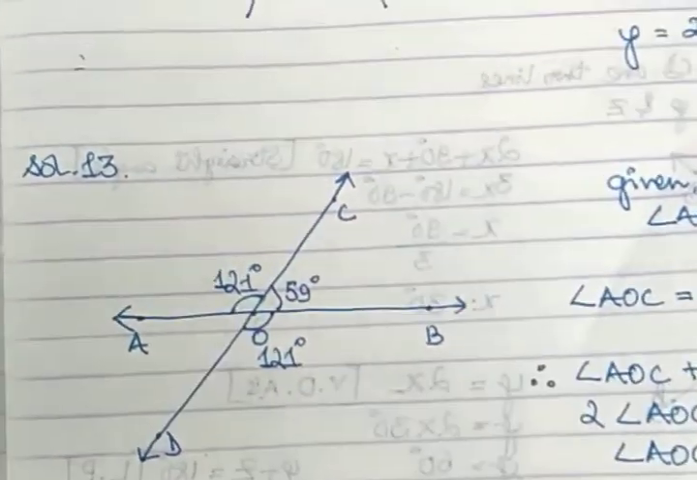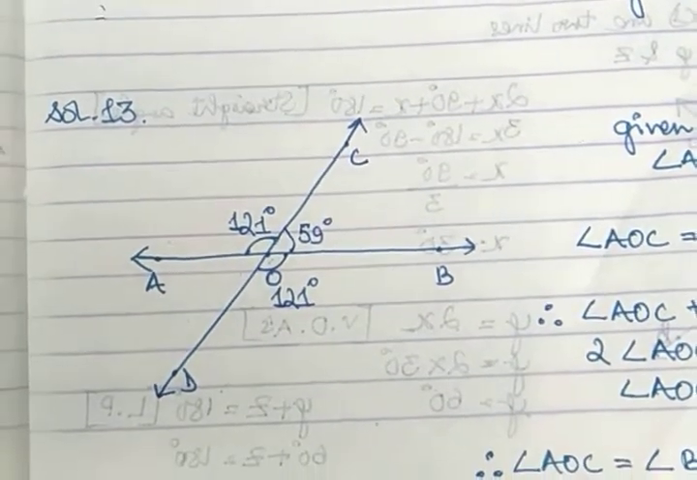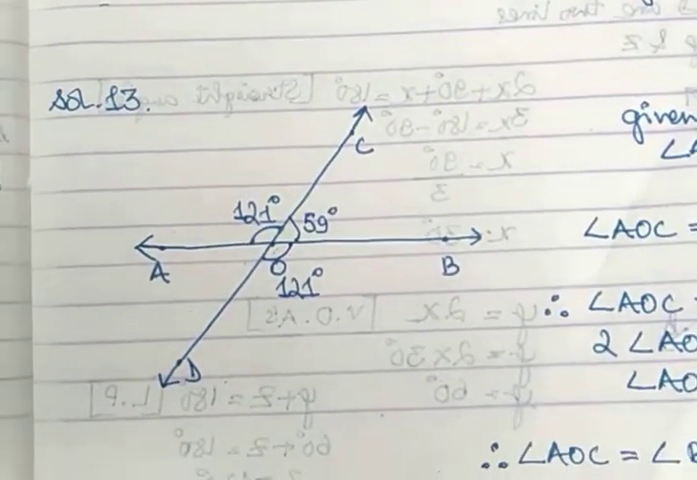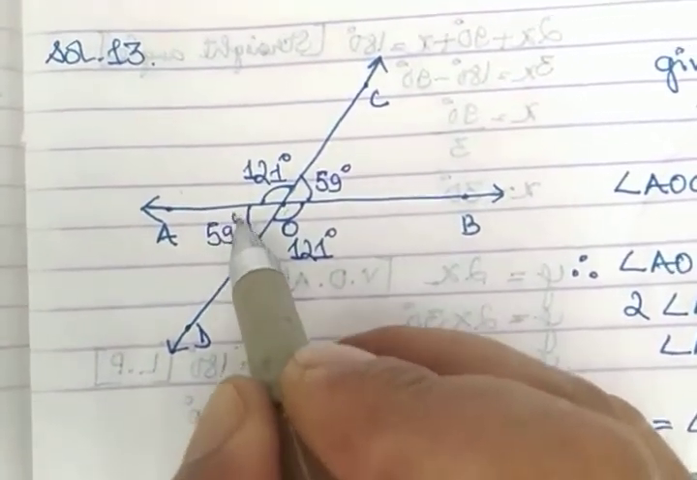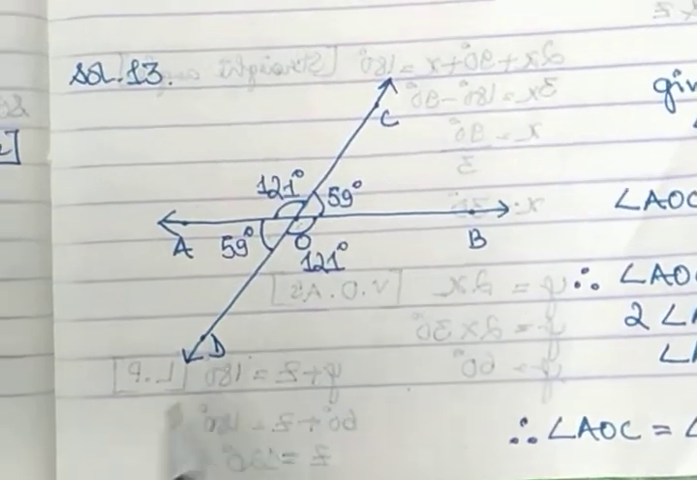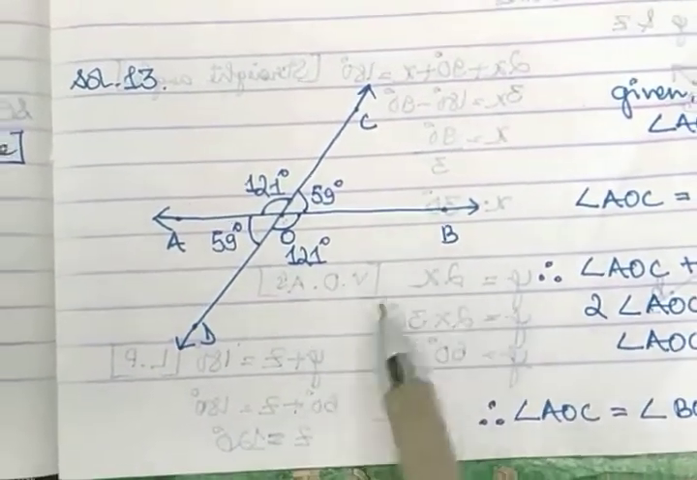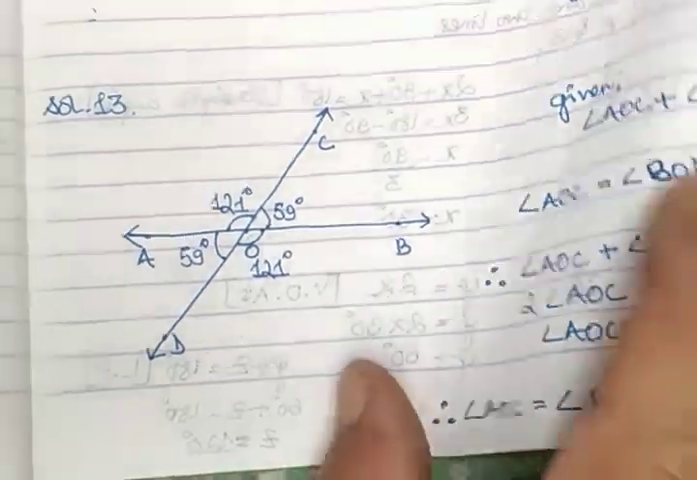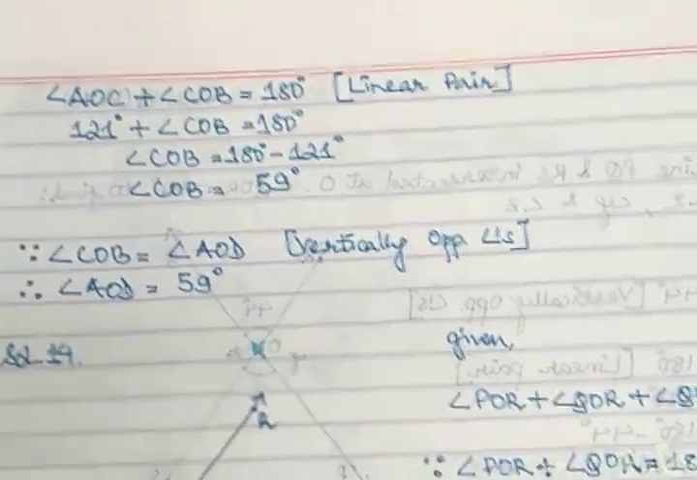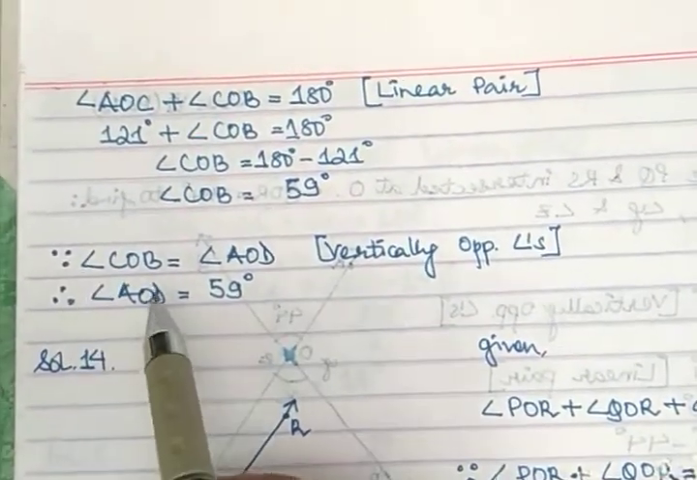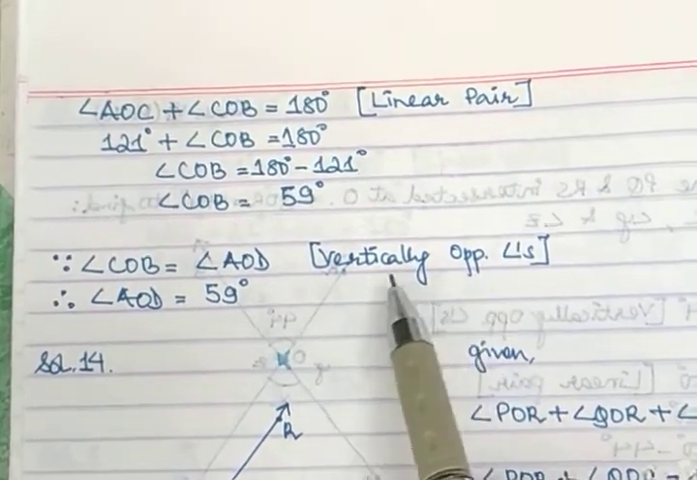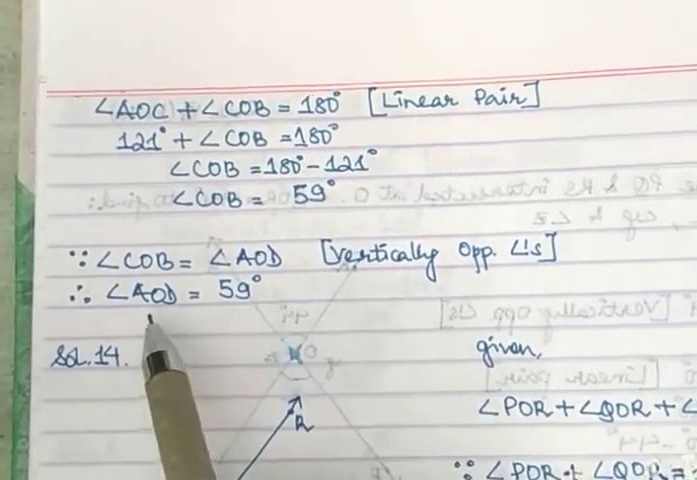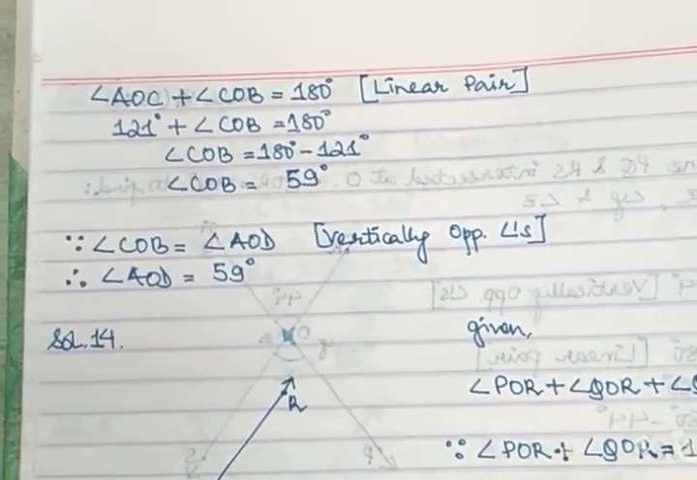Now what do we know about angle AOD? Can anyone predict what it is? I can simply say that angle AOD is also equal to 59 degrees, isn't it? Why so? Because of vertically opposite angles, because two lines were intersecting. That is the same thing I have written here: angle COB is equal to angle AOD. That is the reasoning. Say the reasoning: vertically opposite angles, and therefore angle AOD is equal to 59 degrees.